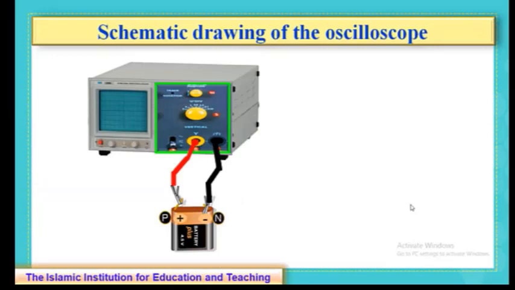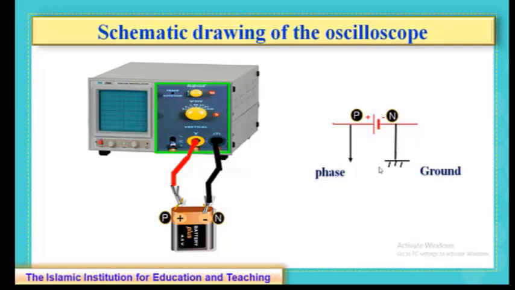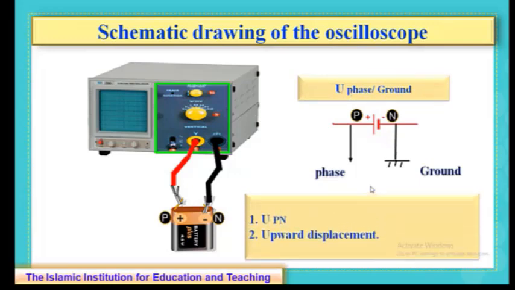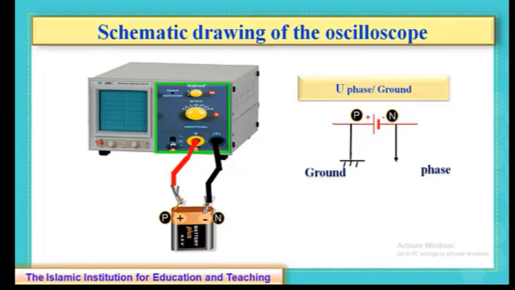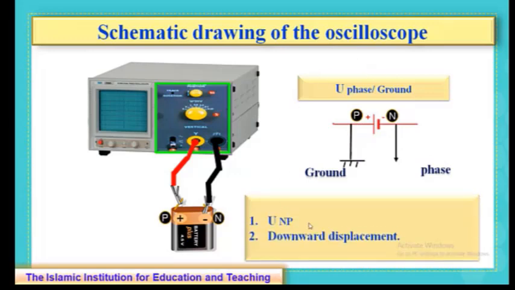Now, how to make the schematic drawing of the oscilloscope? When the phase terminal is connected towards the positive pole of the dry cell and the ground terminal is connected towards the negative pole of the dry cell, we are measuring here U_PN. U_PN is related to U phase ground and the luminous line makes an upward displacement. But if we connect the ground towards the positive pole and the phase towards the negative pole, here we are measuring U_NP and the luminous line makes a downward displacement.